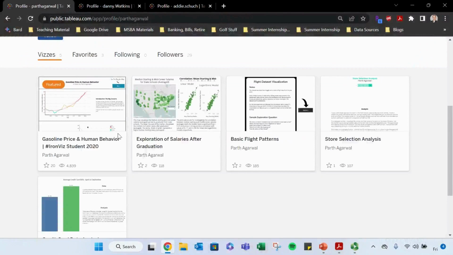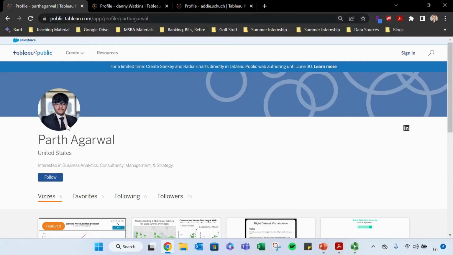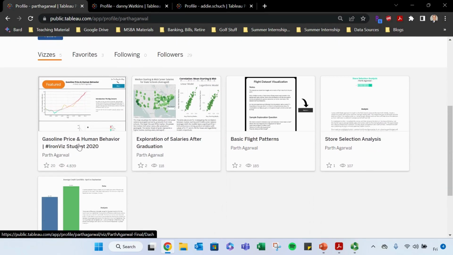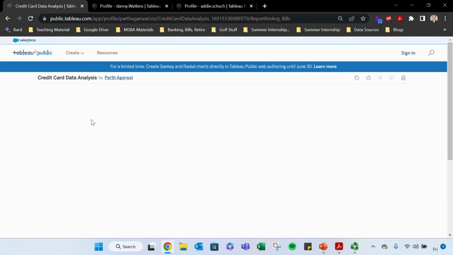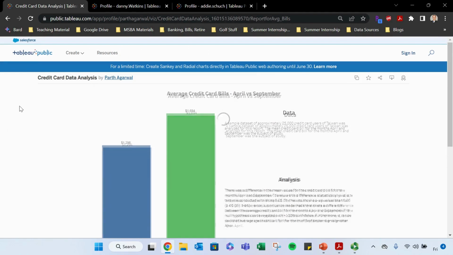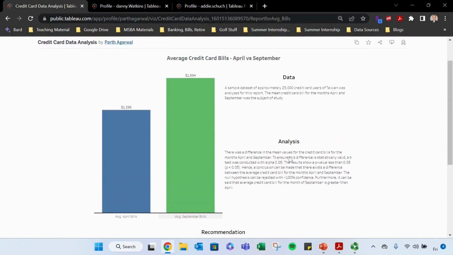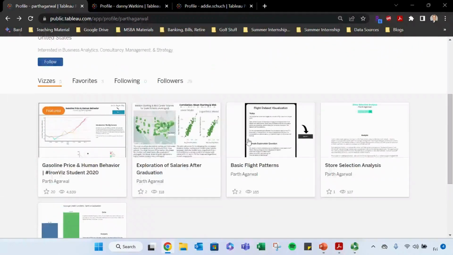So here's a student who was an undergrad the first semester we did this, who ultimately went on to win the Tableau Iron Viz for the student edition. But you'll notice his first one is just a simple bar graph, and it doesn't look super great. To me the text is a little bit small, but you see they get progressively better.